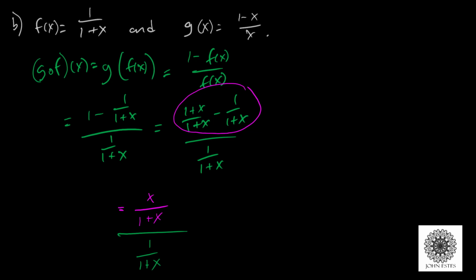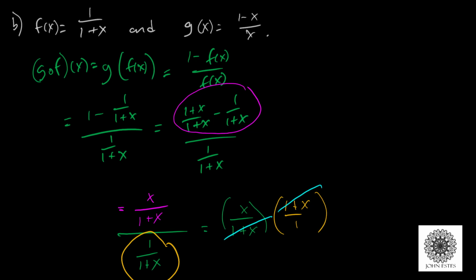Now I remember that dividing is the same as multiplying by its reciprocal. Dividing by this 1 over (1 plus x) is actually the same as multiplying by its reciprocal. So I have x over (1 plus x) times the reciprocal of that denominator. And now notice those two cancel, and what's my result? After all the dust settles, I end up with x. I compose these two functions and end up with x. If you could see me, I'm waving my hands in the air. What this means then is that they are inverses.